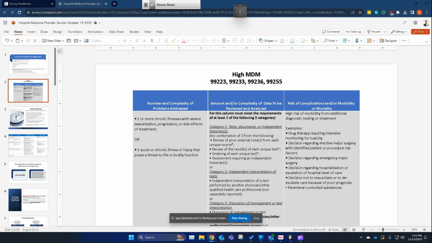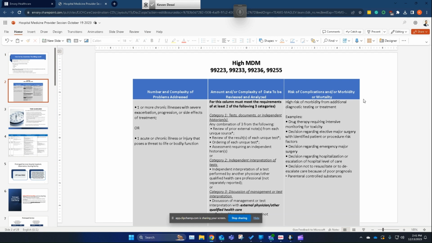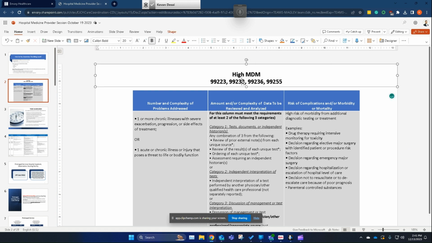This is the medical decision making that's required to bill a level 3, and that is a 99233 for a progress note. The 99223 is for an inpatient H&P. The 99236, I believe, is for an admission and discharge on the same day, and the 99255 is a consult, but I'll go through those separately.